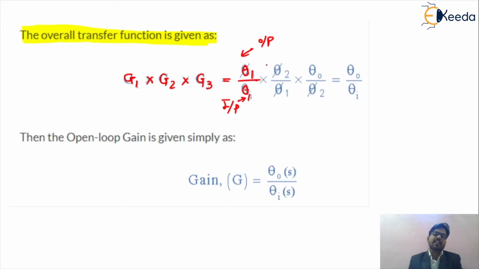So as we know, gain is equal to output divided by input. Similarly, we get the value for G2, that is theta 2 divided by theta 1. This is for your second system. For the third system, we have the value theta 0 divided by theta 2. So friends, now we can cancel out this term, this term. Now we can cancel out this term, this term. So only what remains is theta 0 divided by theta I, that is the input.